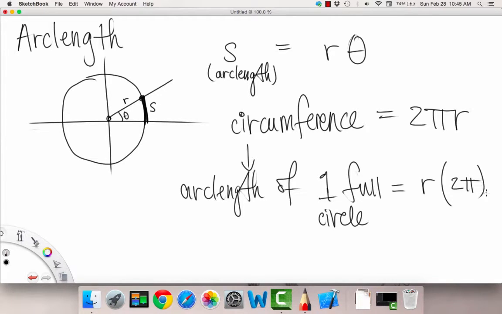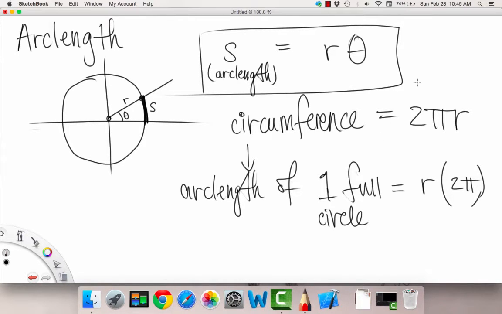I just changed the order. So according to our arc length formula up here, r is in the same position as r, whatever our radius is, and our theta is 2 pi. And it's like, wait, what is 2 pi? I thought the angles are measured in degrees. Not necessarily. Yes, the angles could be measured in degrees, but they're also measured in what are called radians.